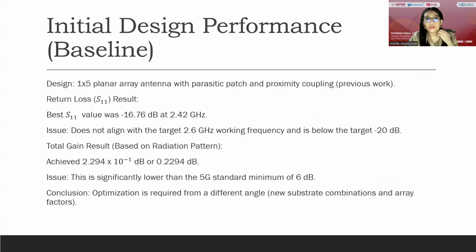My previous work was a 1x5 antenna with parasitic patches. One patch is connected to the feeder, and patches 2, 3, and 5 are parasitic, not connected to the feeder, using proximity coupling. The result was a return loss of minus 60.76 decibel at 2.42 gigahertz. This is not aligned with 2.6 gigahertz.